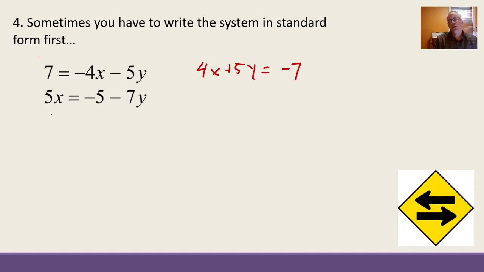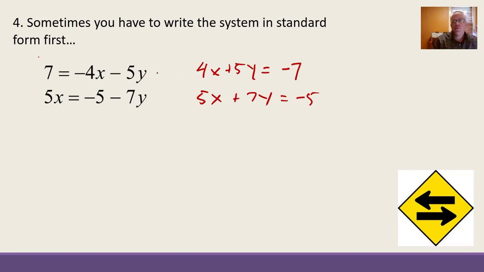All right, on this one, I see the 5x is okay. I want to move the minus 7y to the other side, so that's plus 7y. The negative 5 is fine. It's on the right-hand side. So pretty much I want the x and y terms on the left and the constants on the right. If they're already there, we don't have to move them. Okay, and now we can do what we were just doing.